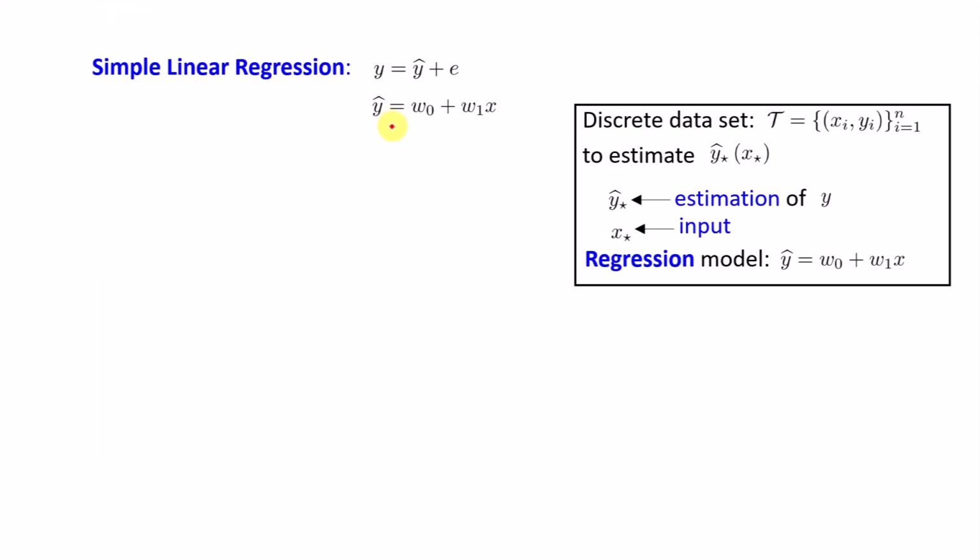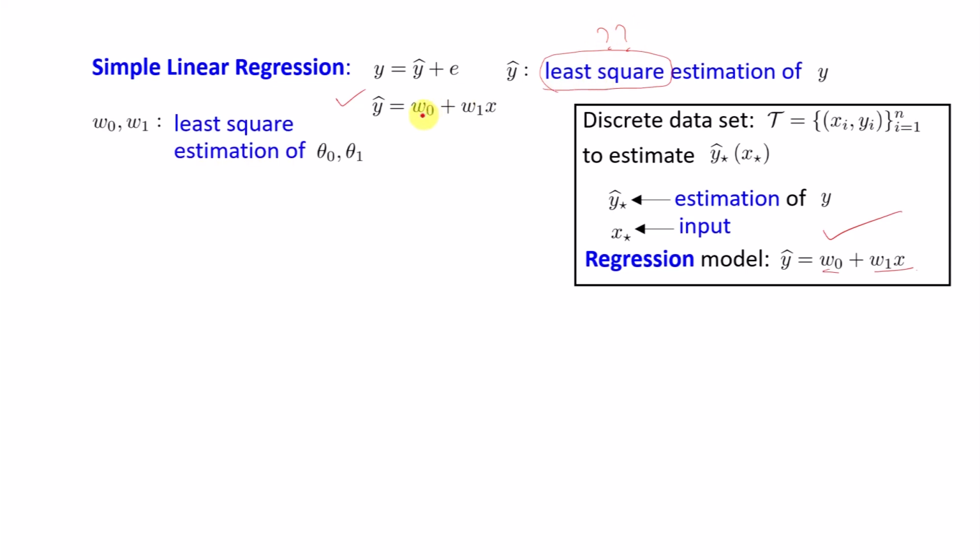So now let us see, the problem at hand is to find y star for a given x star with the help of this regression model. Y hat is w naught plus w1 x, and this y hat is something we call least square estimation. What is this least square estimation? We don't know yet, and we'll quickly see that. Similarly, this w naught and w1 are also the least square estimation of theta naught and theta 1, and we'll quickly see what this least square estimation means.